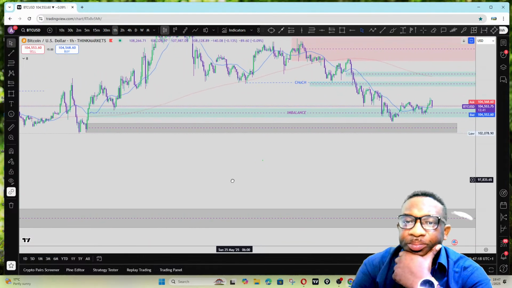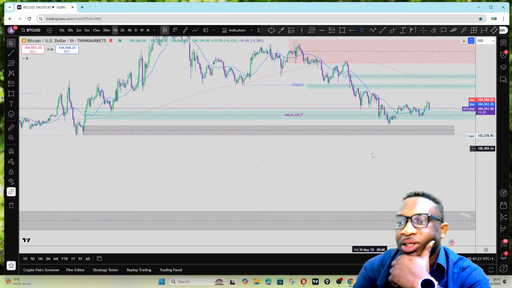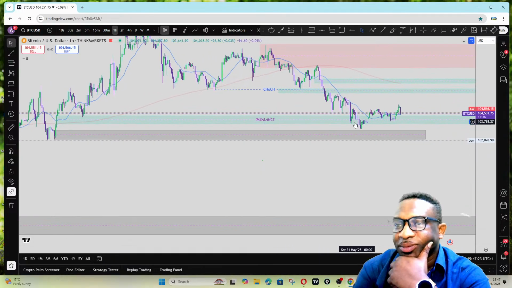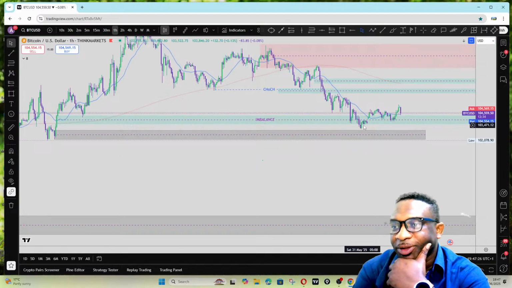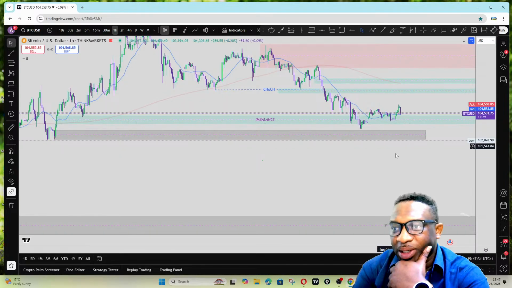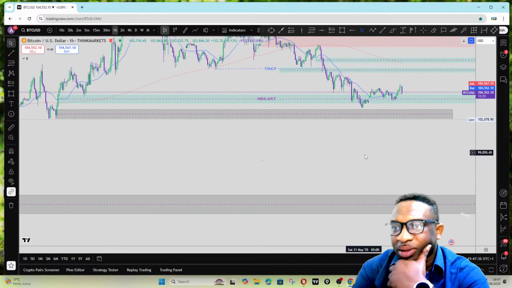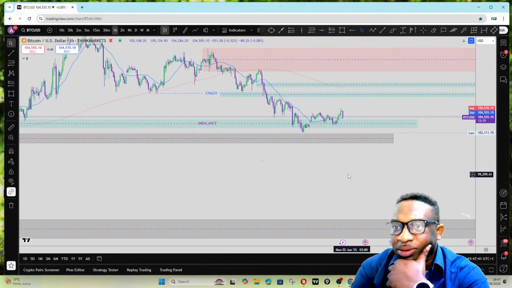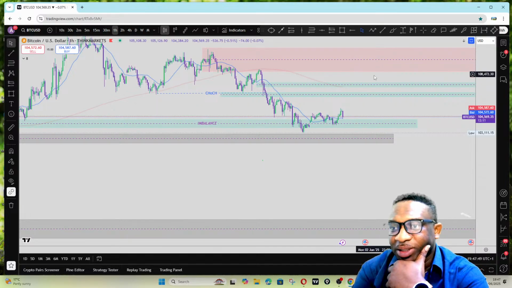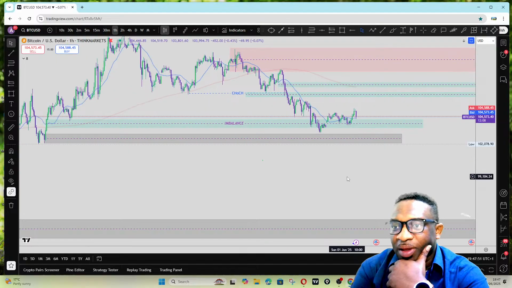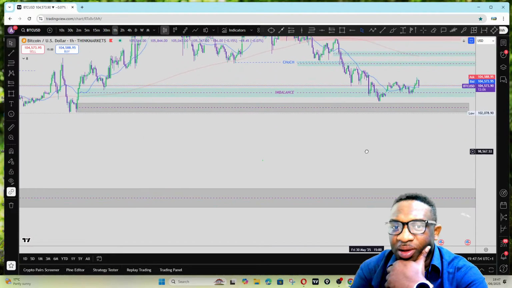Okay, so we have this area of imbalance, and that's where price tapped into and then traded down, went back up. So we're consolidating around this area currently, as we can see. These up here are all pending areas where we can expect price to trade back into and then have a push.